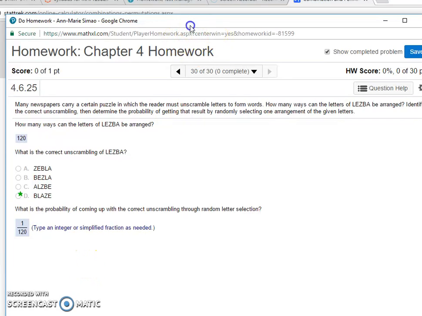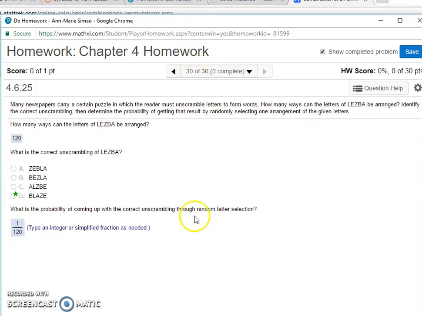So this is chapter 4. I hope that it helped a little bit. Few different things going on here. We had some set theory. We had a little bit of probability, combinations, permutations. Good luck this week, and we'll talk to you soon.